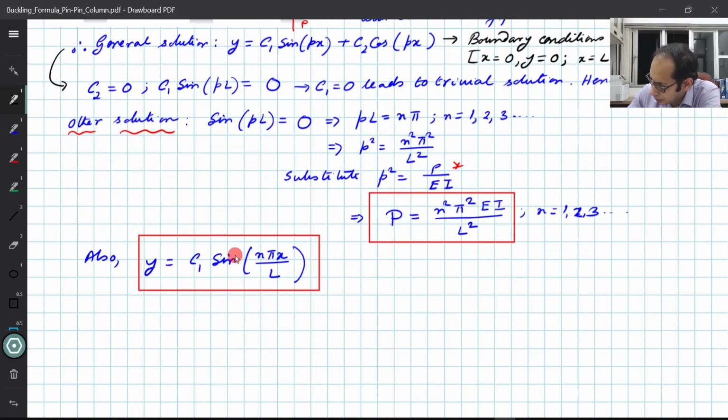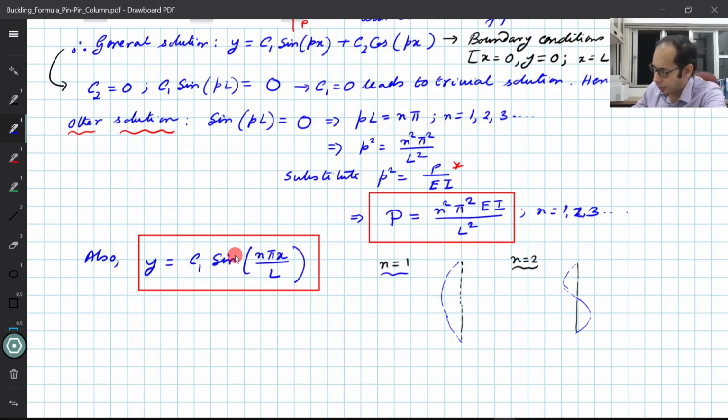So if this was the initial configuration of the column, then when n is equal to 1, the deflected shape of the column looks something like this over here, right? Now let's say that when n equals 2, then the deflected shape of the column would be something like this. Right, so these are called the mode shapes.